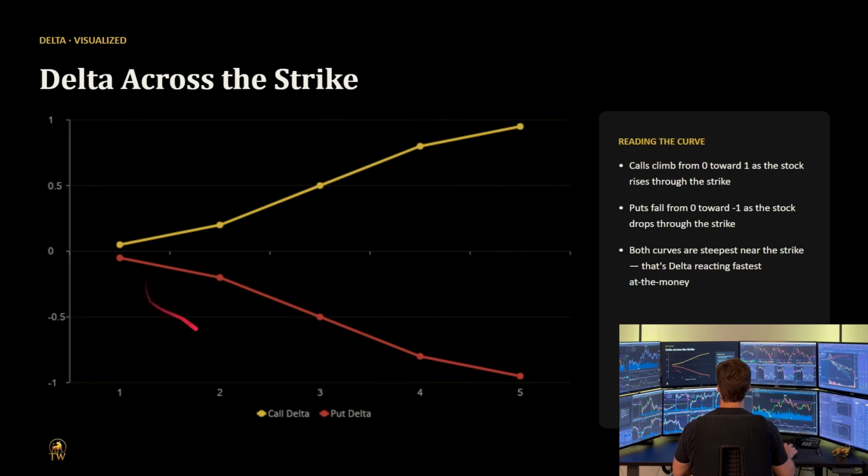So here we can see exactly what I'm talking about. Puts with the negative delta, calls with a positive delta. Calls will go from 0 to 1 as the stock moves through the strike. Puts will fall from 0 to -1 as the stock drops through its strike. In this example, the 3 is our strike. At 3, the put has a -50 delta. At 3, the call has a positive 50 delta. As price goes deeper and deeper into the money, the call delta increases.